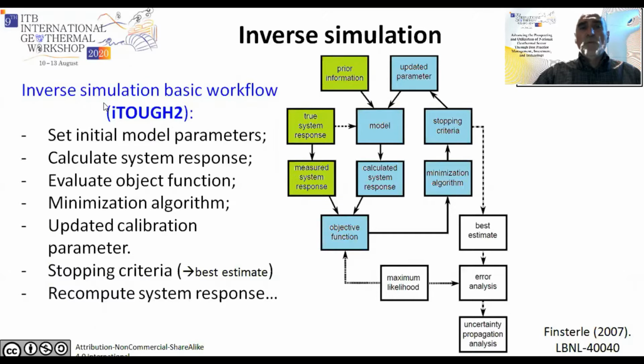This is the basic workflow by iTOUGH2. So you see that we first set initial model parameters. With the model, we calculate the system response, then we compare calculated results with measured system response at the field in an objective function, and then through a minimization algorithm, we update the parameters in order to improve the reproduction of the measured data. So we go through a trial and error procedure, to the calibration of the input parameters of the model.